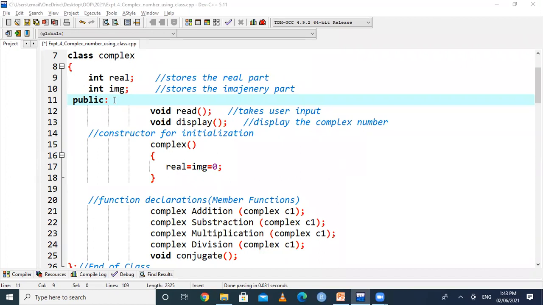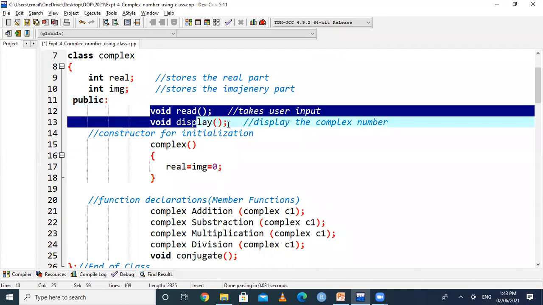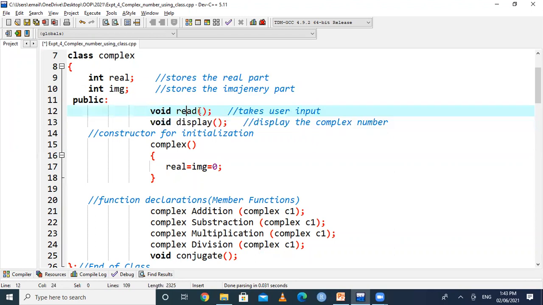Under this public access specifier, we declare some functions, and they are called member functions. First we have the read function. Read is useful for taking a complex number as input. Then display is a function that is useful for displaying the complex number. The return type of both read and display is void. Can anyone tell me what is the meaning of void? Anyone, unmute yourself and tell me what is the meaning of void?